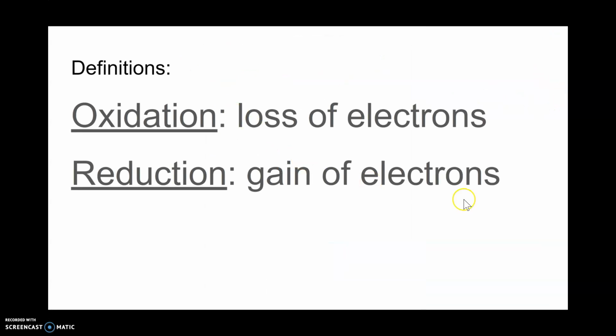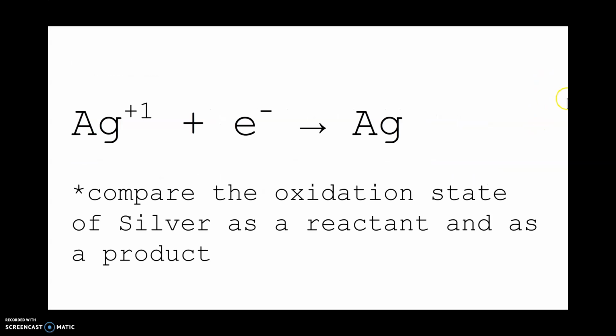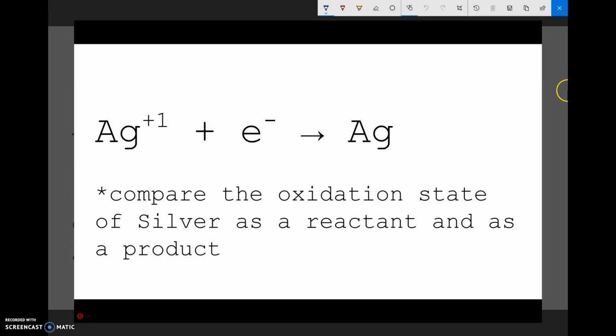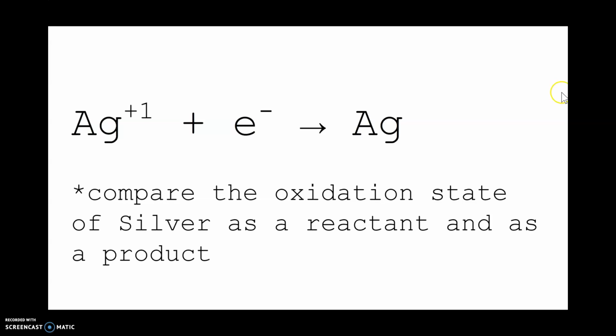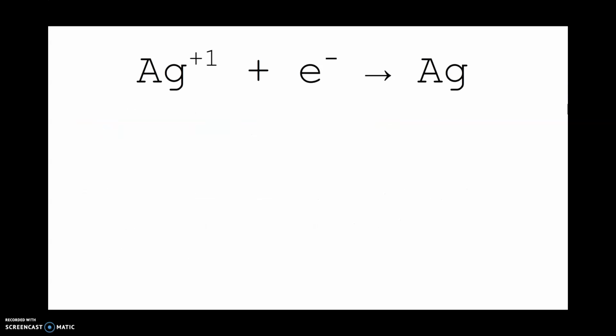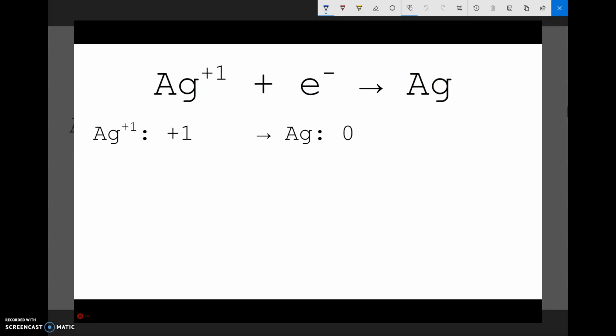So first of all, let's just remind ourselves, remember that oxidation means that we're losing electrons, and reduction means that we're gaining electrons. So here's a half reaction. And we're going to compare the oxidation state of silver as a reactant and as a product. So right here, what we're looking at is this silver, comparing it to this silver.